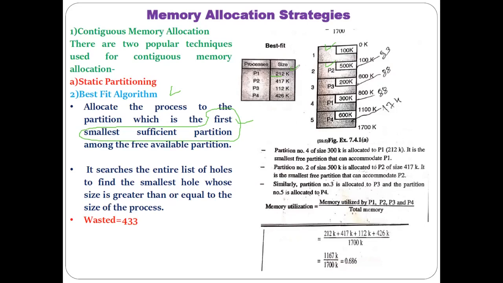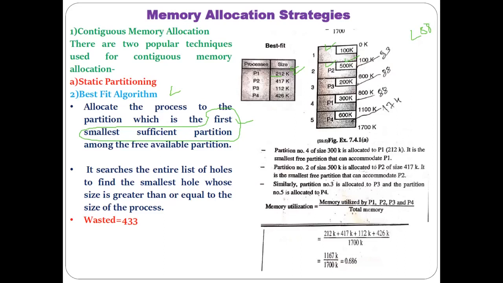Our P1 size is 212K. Partition 2 size is 500K. It is possible, but it is not the first smallest sufficient. If you put P1 within partition 2, how much memory is getting wasted there? Around 288K. That is the reason it is not the first smallest sufficient.